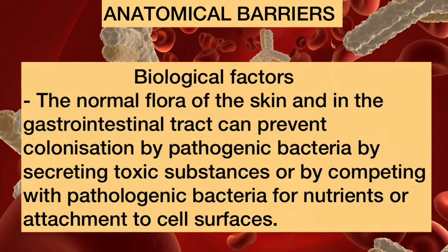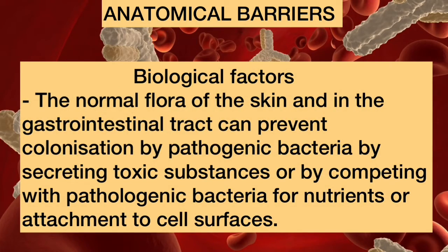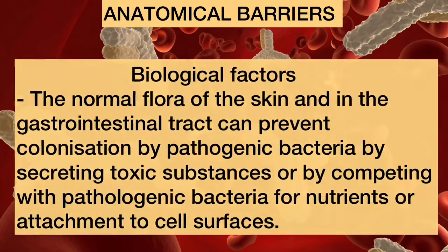An example of biological factor of the anatomical barrier are the normal flora of the skin and gastrointestinal tract, which can prevent colonization by pathogenic bacteria by secreting toxic substances or by competing with pathogenic bacteria for nutrients or attachment to cell surfaces.